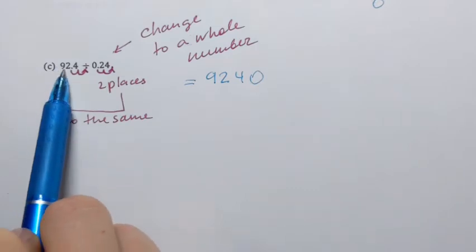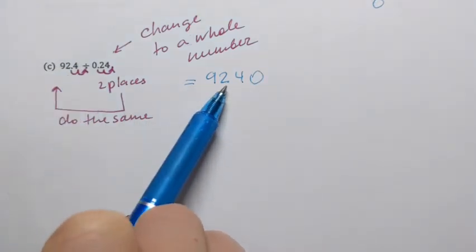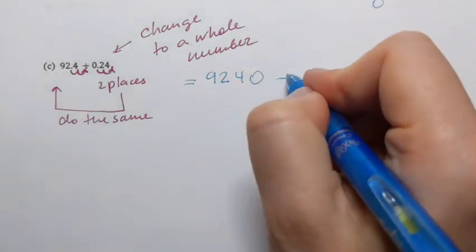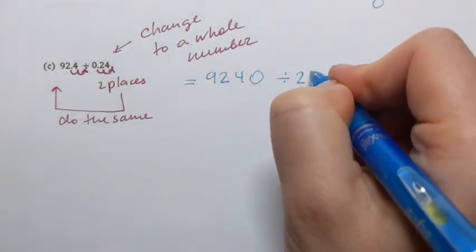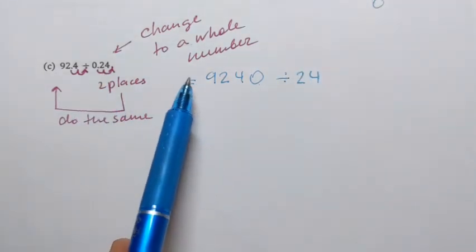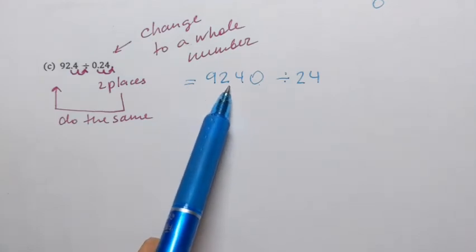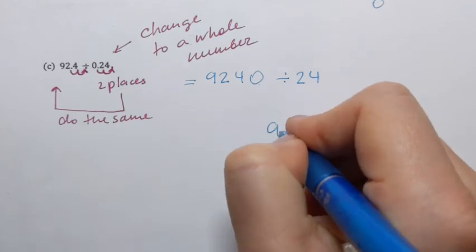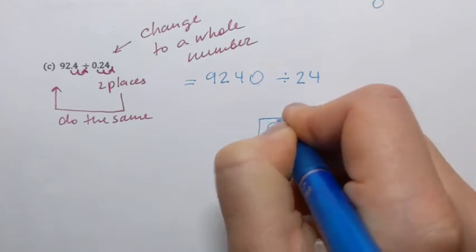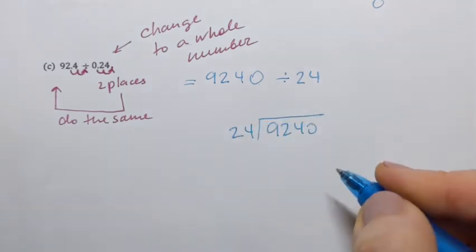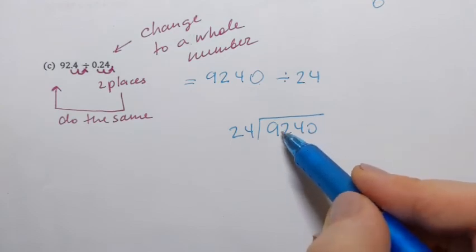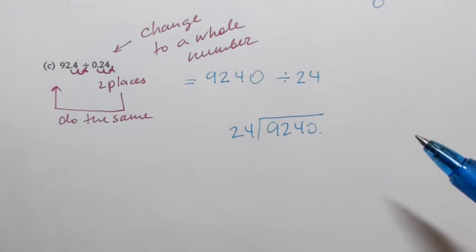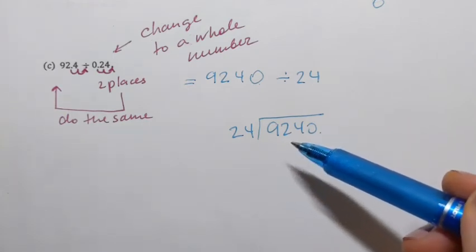So it means that the first number becomes 9,240 after I move the decimal point 2 places to the right. And of course the second number becomes 24. So that problem is equivalent to dividing 9,240 by 24. Let's perform this division. Now here I don't have a decimal point. Well, technically it's at the end. I might not need it, so let's just start dividing.